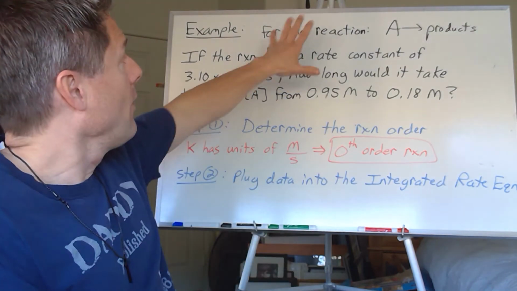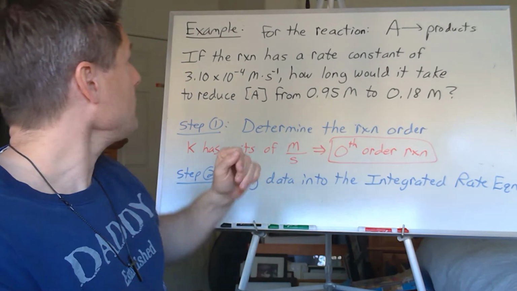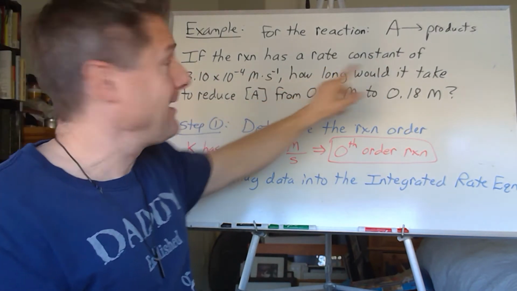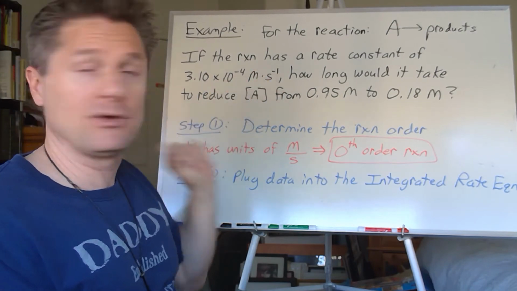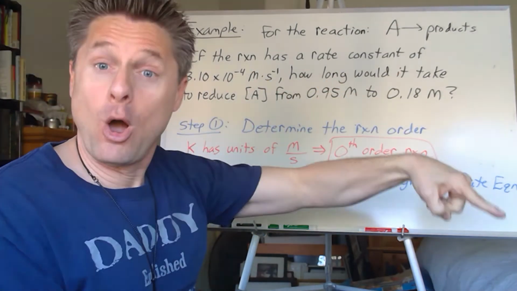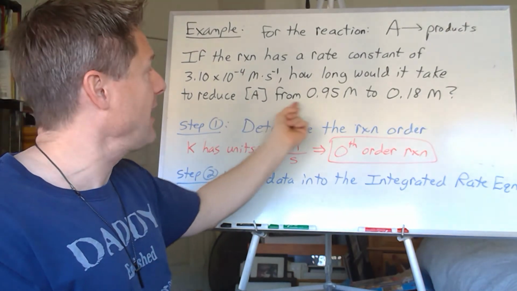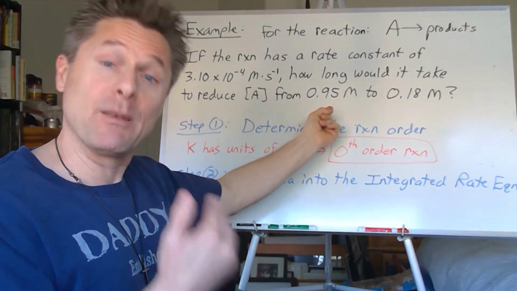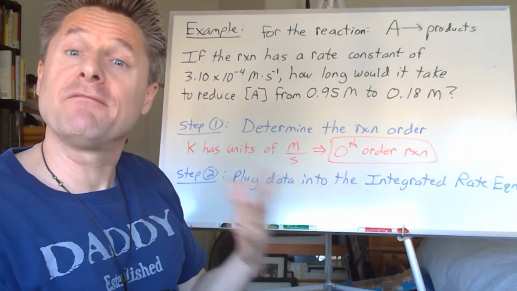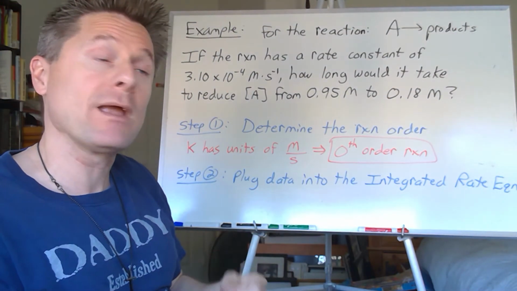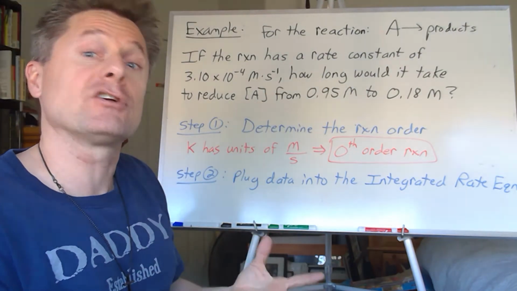time or something. Well, let's say we got this reaction, A going to products. Let's do a generic one. If the reaction has a rate constant of 3.10 times 10 to the minus 4th molar per second, how long, solving for T, will it take to reduce the concentration of A from 0.95 molar, that'll be the initial concentration, to 0.18 molar? That'll be the final concentration, A sub T, right? So we've got everything we need. We're solving for time, but we need to know which equation to use.